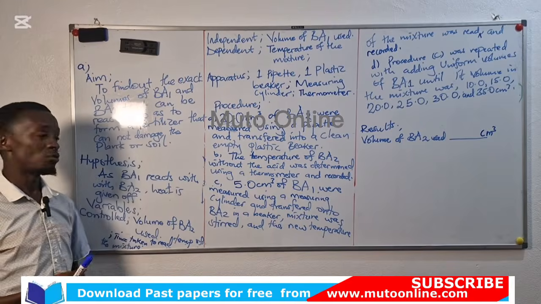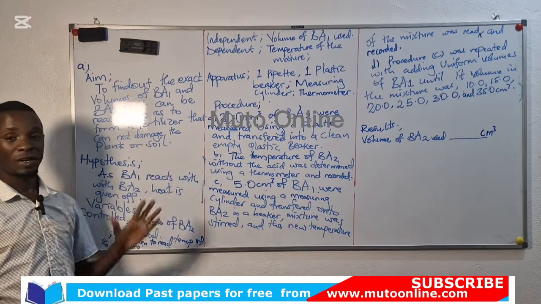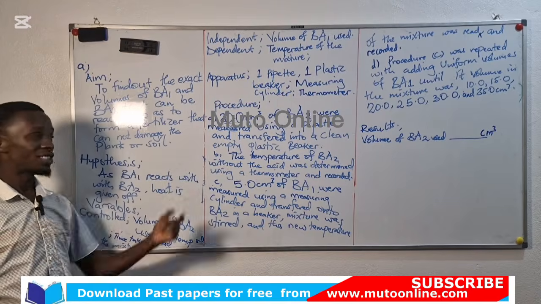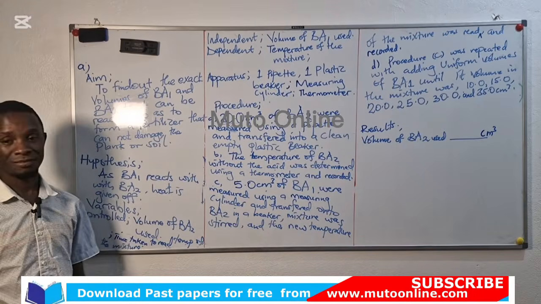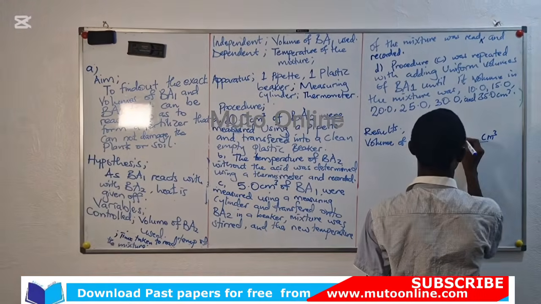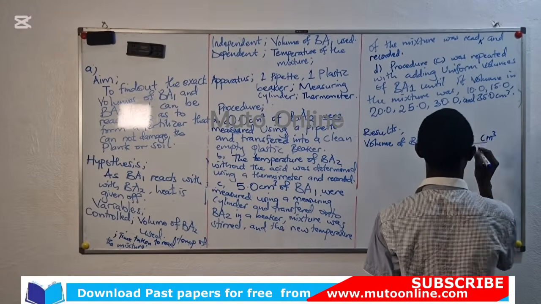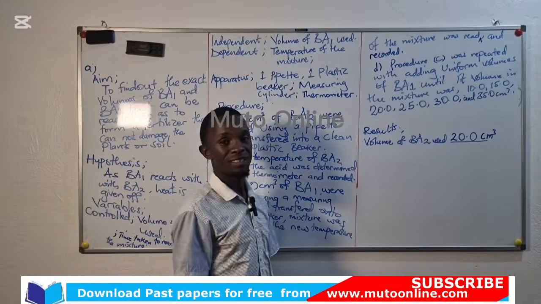I'm going to use a pipette of 20. I may alternatively use 25. It's your choice. You use the volume of your choice. So for me here, I used 20 cubic centimeters. Remember, a measuring cylinder records its value in a decimal place.